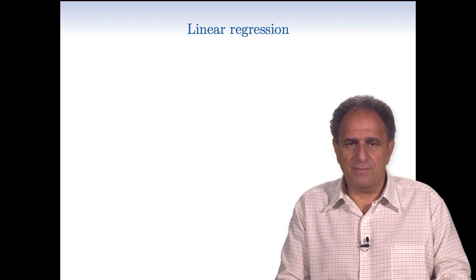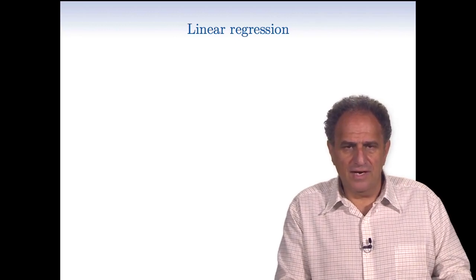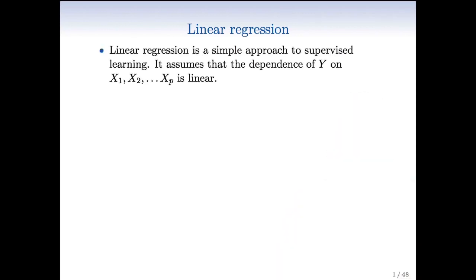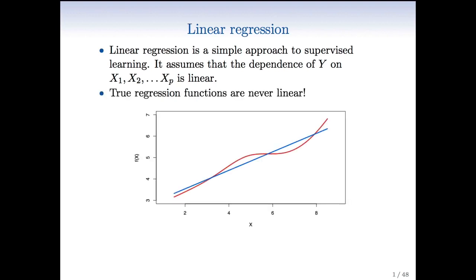So this is chapter 3 of our book. Let's look at the first slide. As we say, linear regression is a simple approach to supervised learning that assumes the dependence of the outcome y on the predictors, x1 through xp, is linear. Now let's look at that assumption.